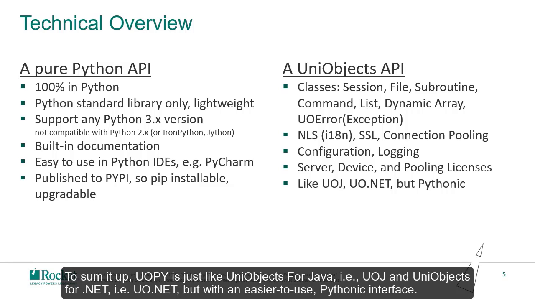To sum up, UOPY is just like UniObjects for Java, i.e. UOJ, and UniObjects for .NET, i.e. UO.NET, but with an easier-to-use Pythonic interface.